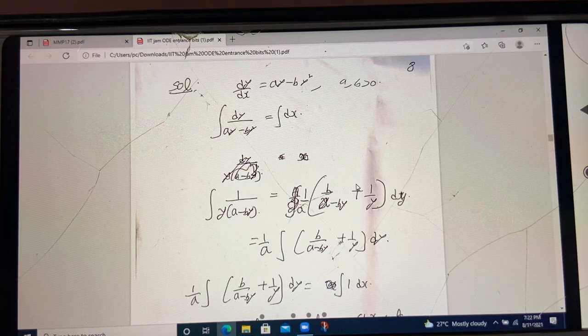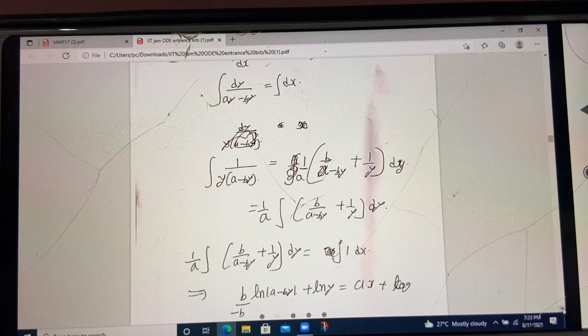So here what you have to do is, first go for partial fractions, that would be better. A by y plus b by a minus by. You know how to get A and B values. Put y equal to 0, you will get A. Put y equal to a by b, you will get your B value. Apply your intermediate method, get the partial fractions. Substitute back in the equation, then integrate. b by a minus by plus 1 by y dy is equal to 1 dx. Variables separable. I have substituted back here.